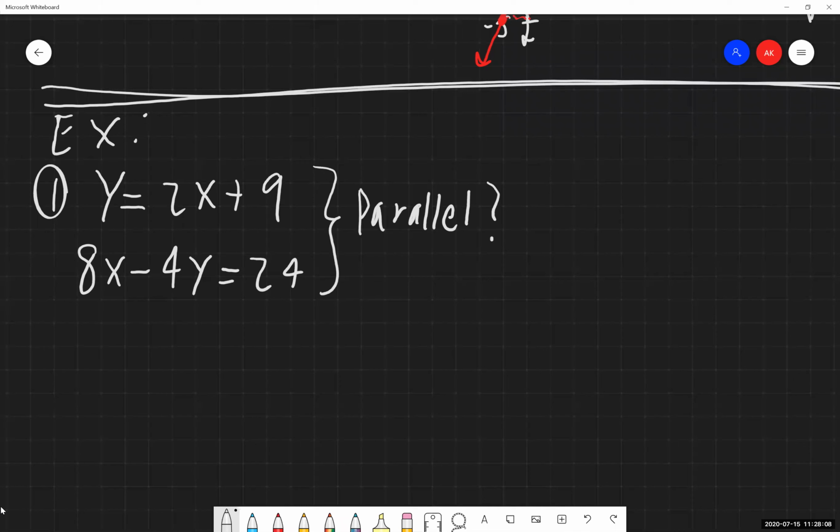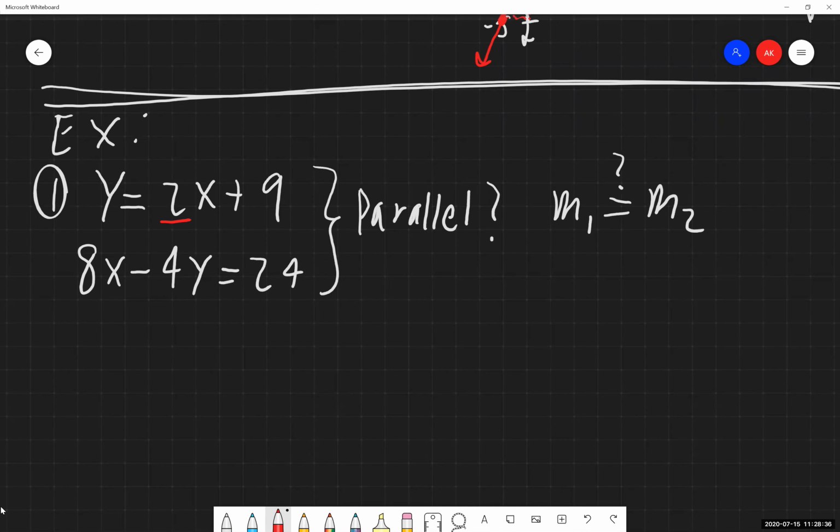Now again, going back to our definition of parallel lines, if they are parallel, that means M1, the slope of our first line, is equal to the slope of our second line. So we need to identify the slope of each of these lines we've been given. Now our first line, the slope is 2. It's been given to us in our slope-intercept form. We know that value right there, done.